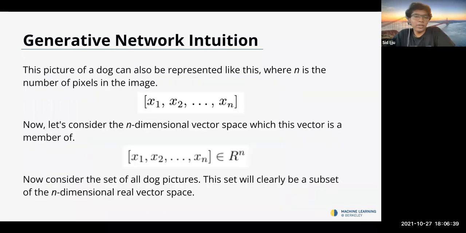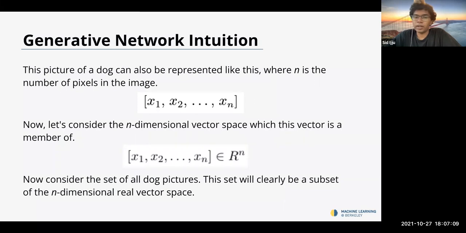Okay, so this picture of a dog can also be represented like this vector, where n is the number of pixels in the image. I know, not really cute, but whatever. Now we can also consider the vector space which this vector is a member of. The idea is that all dog pictures are a subset of this n-dimensional real vector space, because all dog pictures of the same size are a subset of this space.